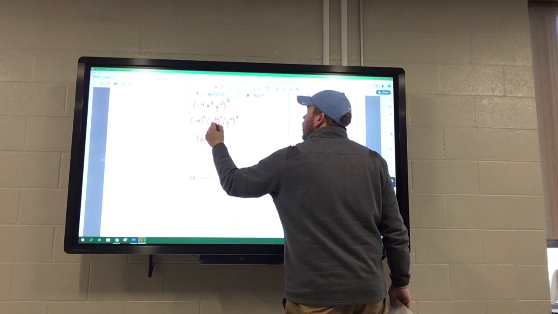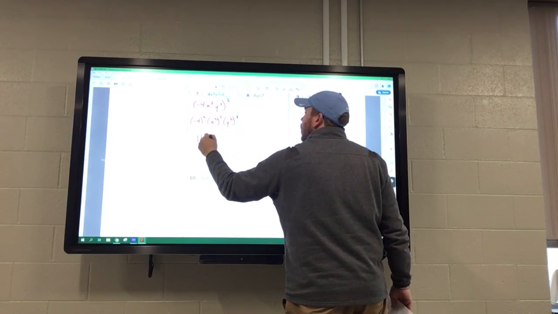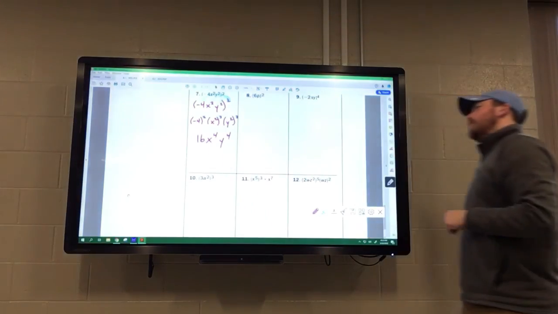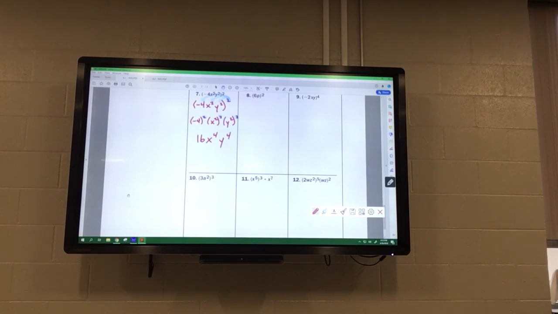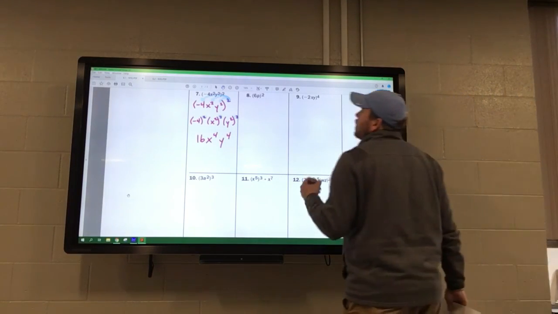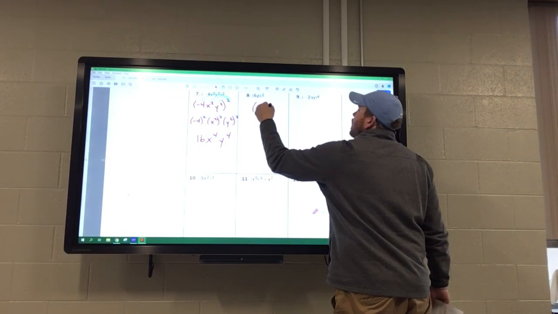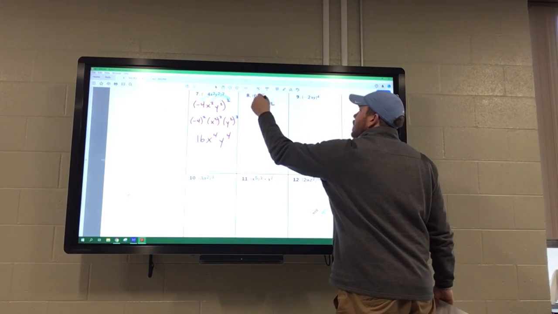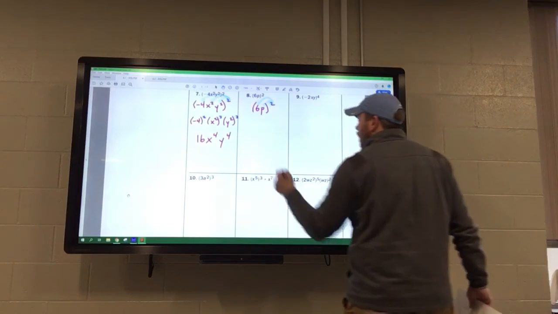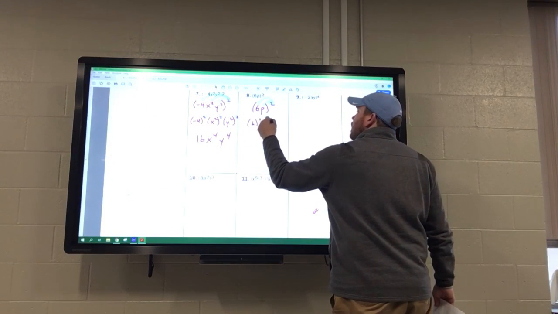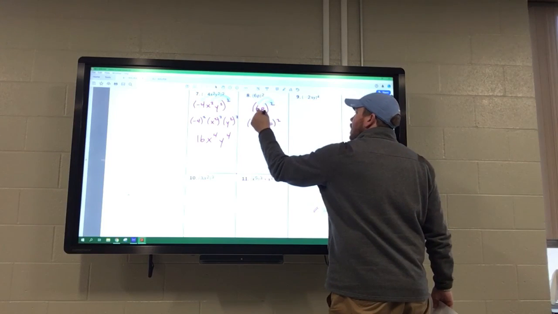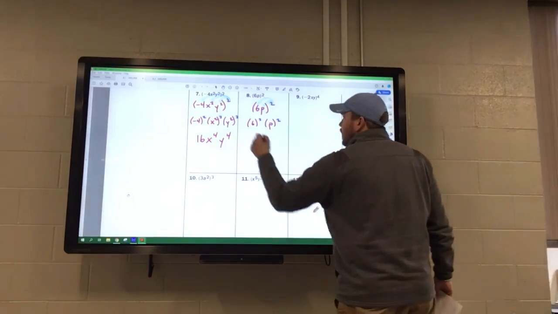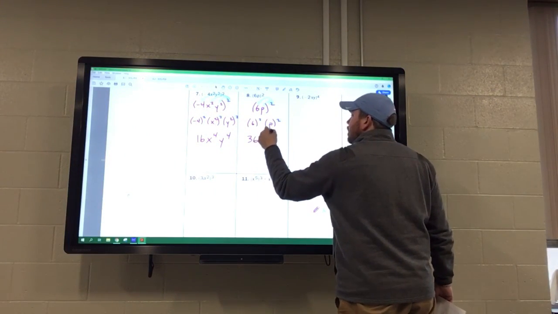X squared squared, when we raise the power to another power, we multiply the exponents, so x to the 4th. And again, when we raise the power to another power, we multiply the exponents. So 16, x to the 4th, y to the 4th. Checkpoint number 8. We have 6p squared. And again, we're raising this to this power, so we need to apply this power to every piece of our term. So, 6 squared and p squared. Six squared is 36. P squared is just that, p squared.